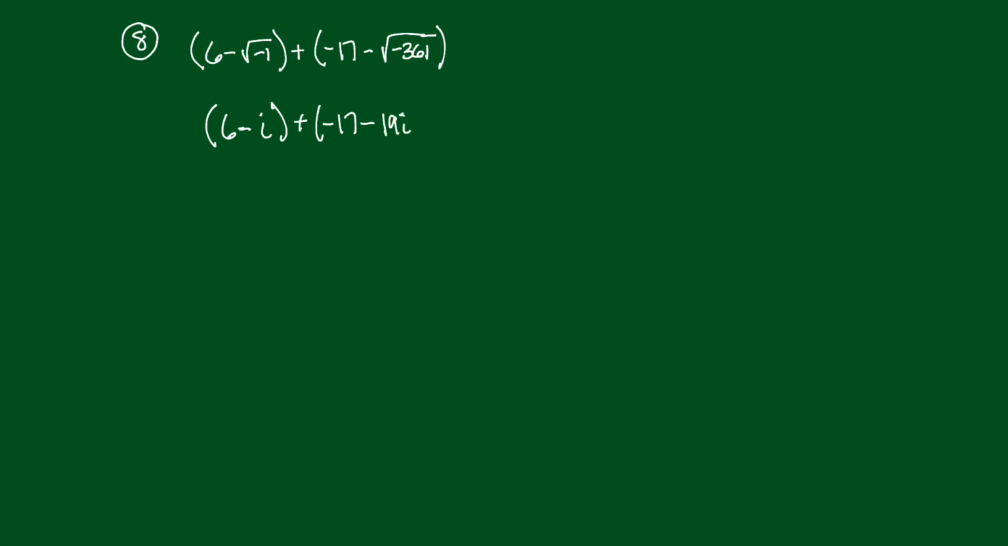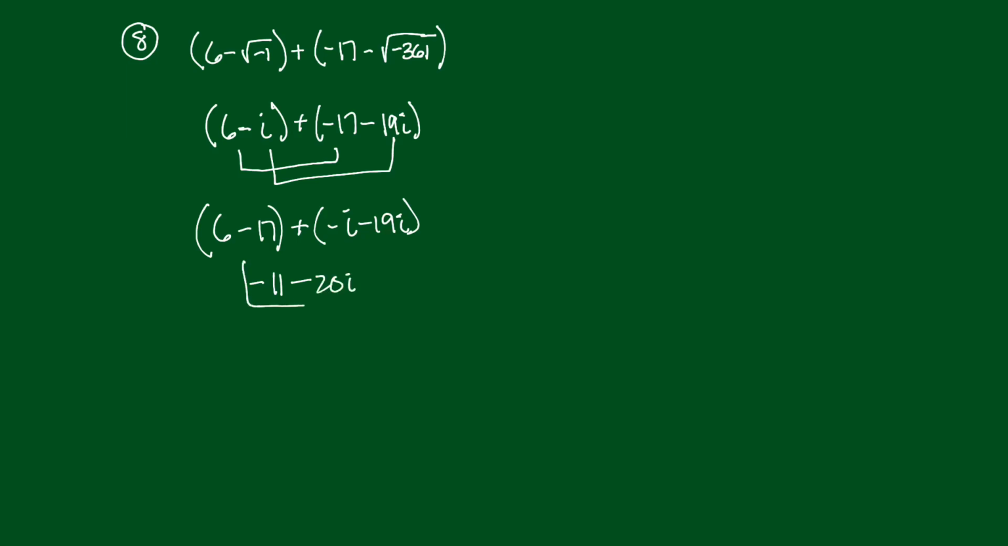So how about 19i? And now add the real parts together, and then the imaginary parts together. So we're going to get 6 minus 17, right? 6 plus negative 17, and then plus, negative i minus 19i. So I will get negative 11 minus, now it's plus, but here's what I get. I get negative 1i minus 19i is negative 20i. There we go.